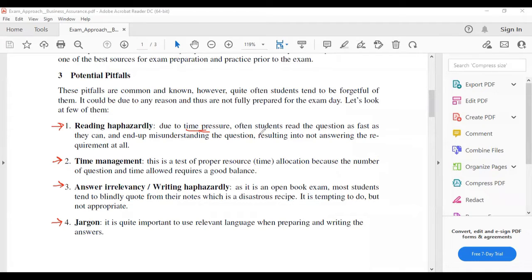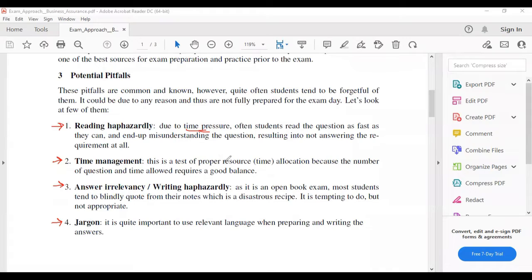So you need to understand yourself and your brain workings as well when you are attempting questions or exams, CPA exams, right? So you would have to take time to understand what the question is asking. It's very important in any part of the exam, especially in business assurance, because this exam is more about English as well, right? So you would have to understand what the question is asking, and don't answer irrelevant, right? So that's basically answer irrelevancy.